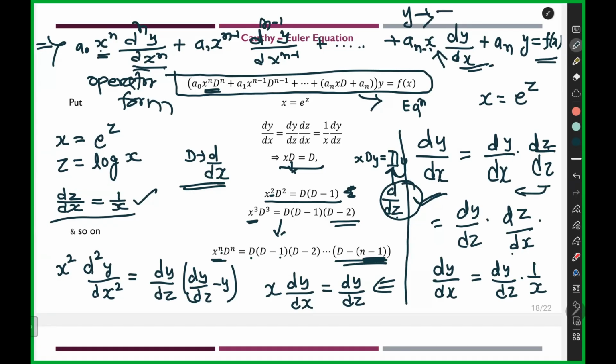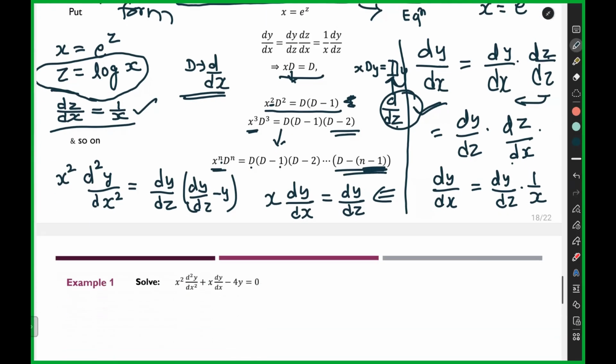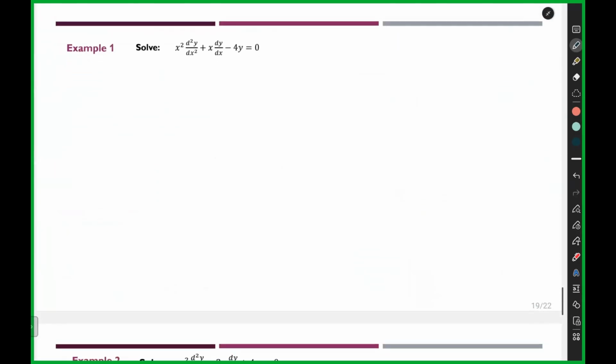Then for the final solution, you have to simply use z equals log x, and convert the final solution you are getting into a function of x. So I have tried to explain how we approach this case, and now we will solve one example. I think it will be much clearer to you.